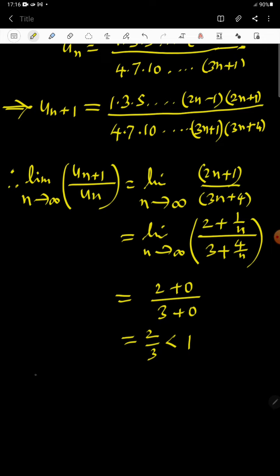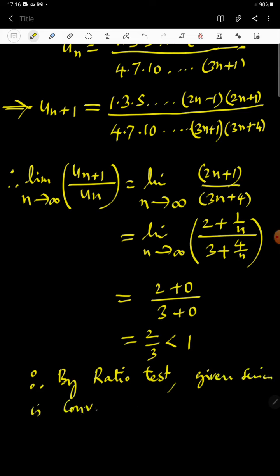Therefore, by the ratio test, the given series is convergent since the limit is less than 1. I hope you understood. Thank you.